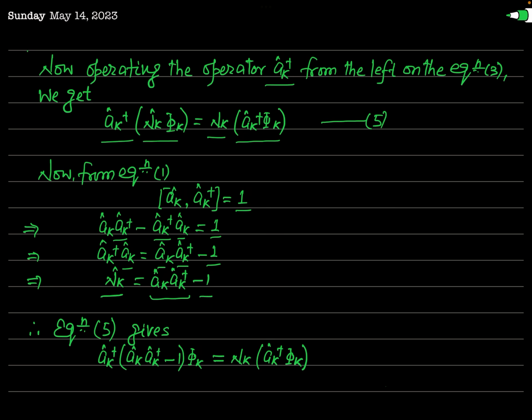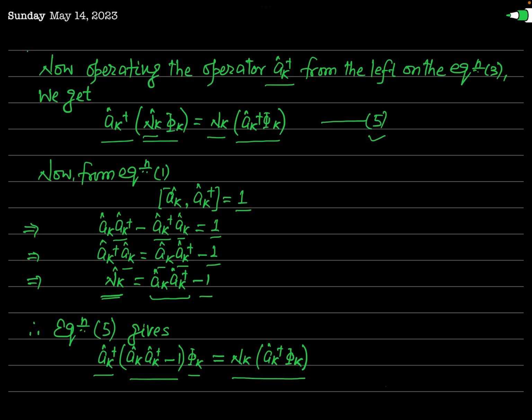So substituting this expression for nk hat in equation number 5, what will be our result? You can see in the LHS of equation 5 there is ak dagger, so I have written here ak dagger, and instead of this nk hat we write ak ak dagger minus 1, and this is operated on phi k, and that is equal to nk times ak dagger phi k.